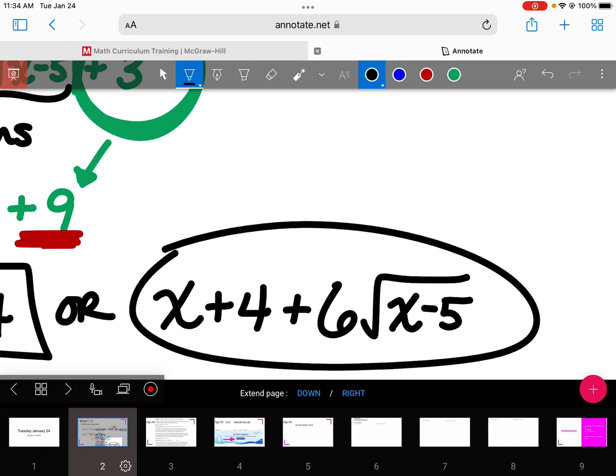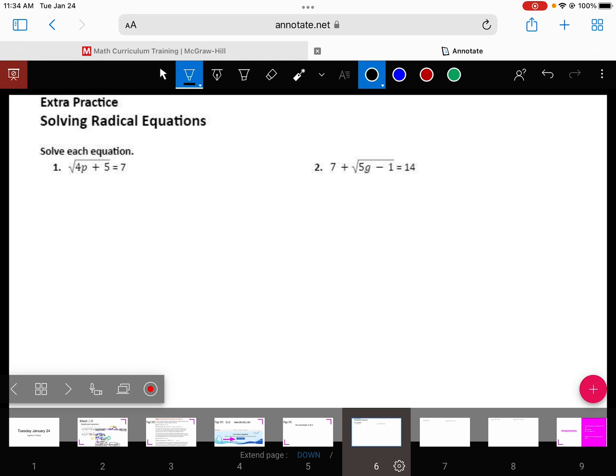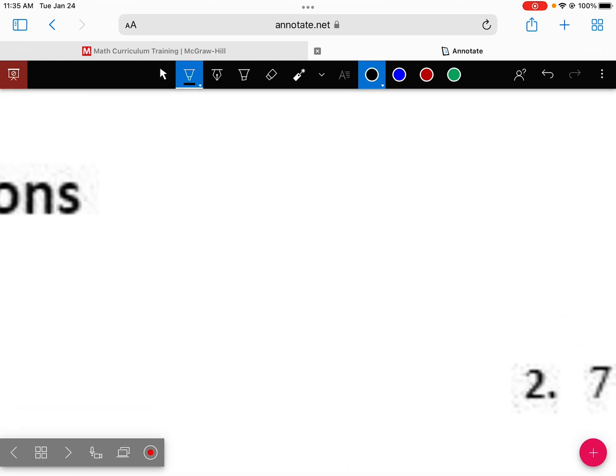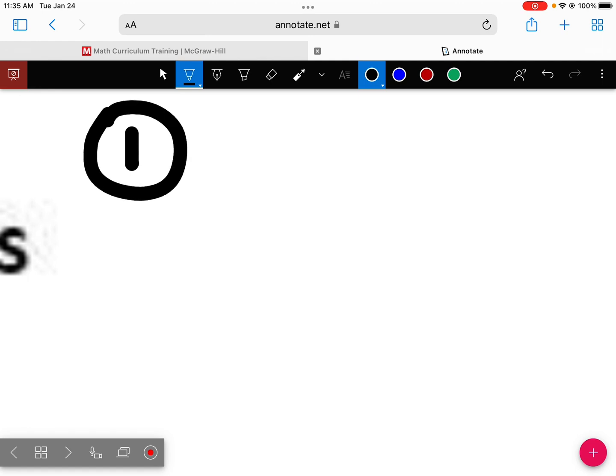All right. I want you guys to grab the single sheet of paper, not the stapled one, but the single sheet of paper. We're going to do some more practice with solving that we learned how to do yesterday, solving algebraically. We learned yesterday that there are 3 steps to solving a radical equation. The first step is to isolate the radical.